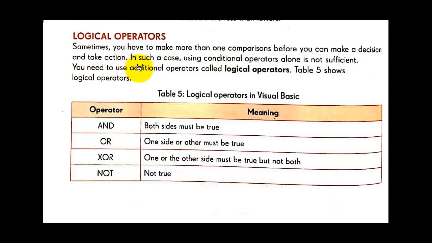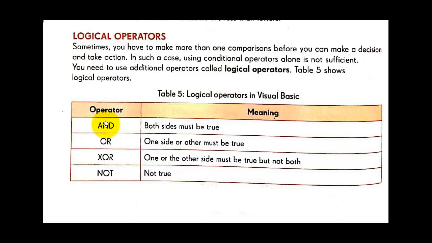In this case, we need to use additional operators called logical operators. Now table 5 shows logical operators. There are 4 logical operators shown here. The first logical operator is AND. Both sides must be true.